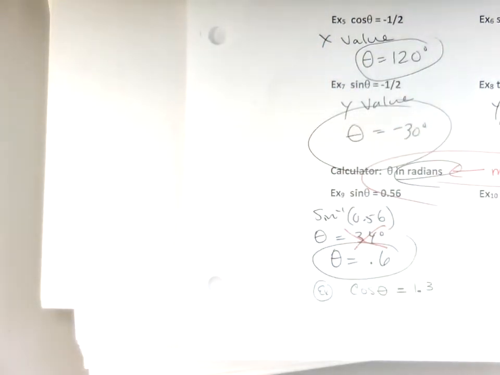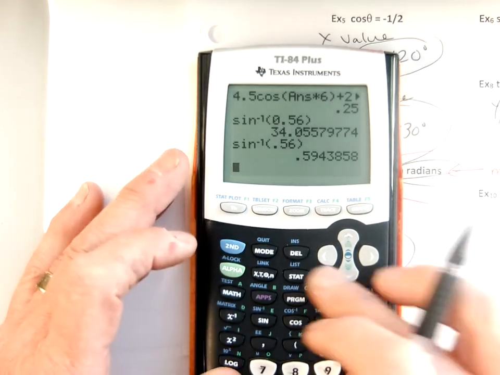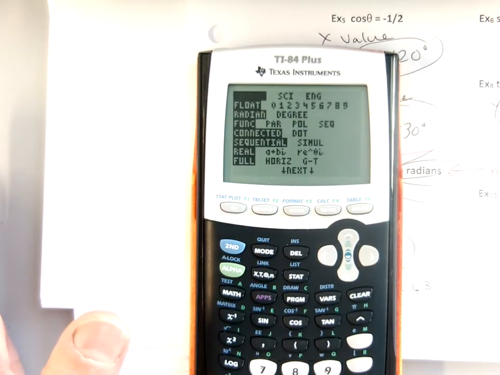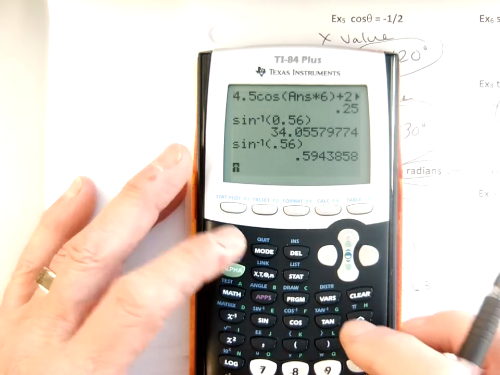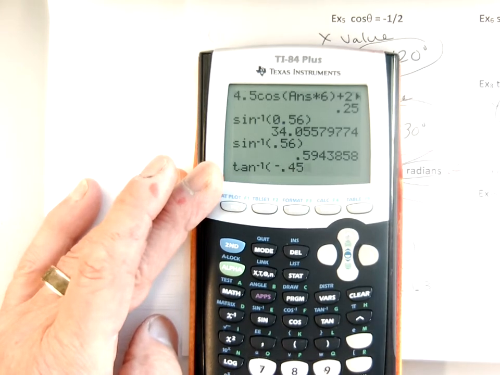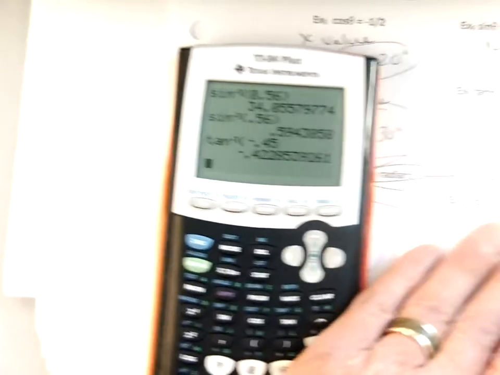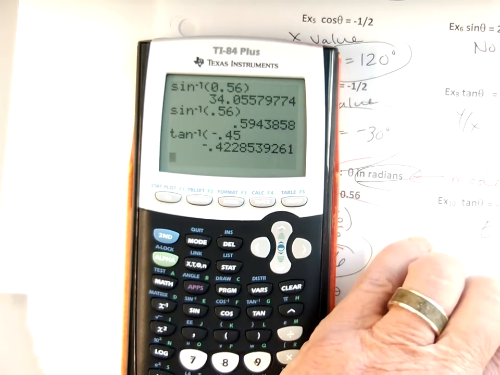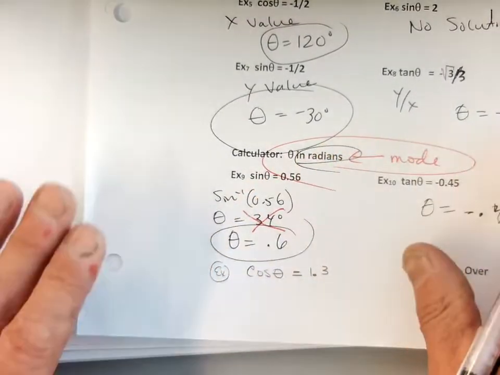So then what about the next one? How do I do this one? You do the same thing you did there. But I know my mode is already in radians, right? So I'm going to go tangent inverse of negative 0.45, and I get an answer of negative 0.44423, and that is an angle. It doesn't seem like an angle at all, but that is an angle.